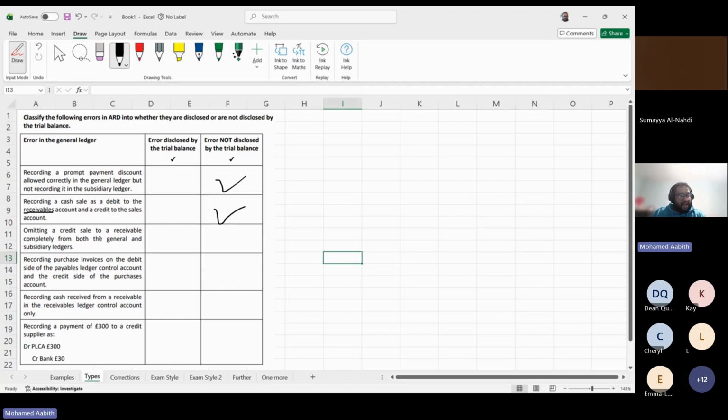And omitting a credit sale to a receivable completely from both the general and the subsidiary ledger. So what type of error is it, guys? We call it an error of omission because we completely forgot about it everywhere. This will not create an imbalance, as there will be nothing there in the system. So therefore, this will not be disclosed by the trial balance.